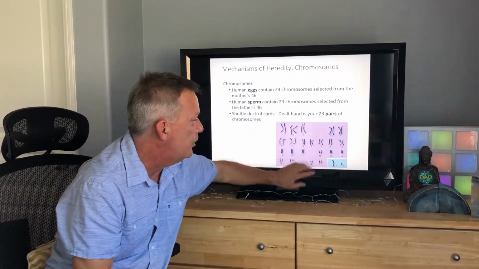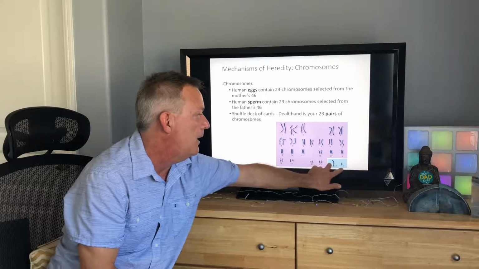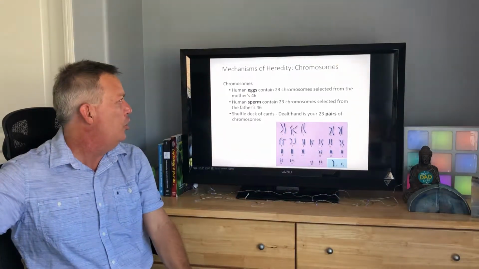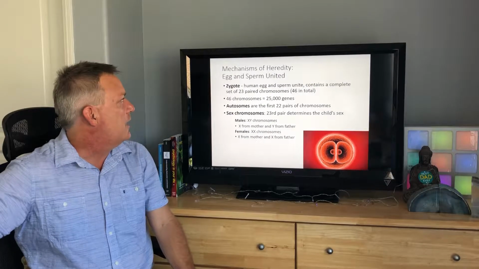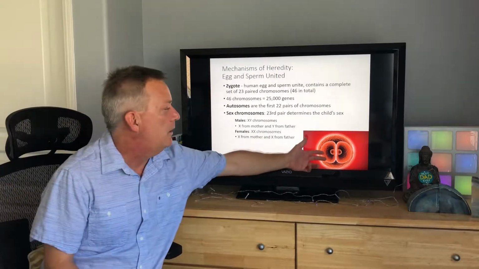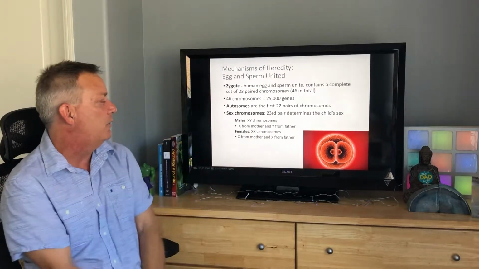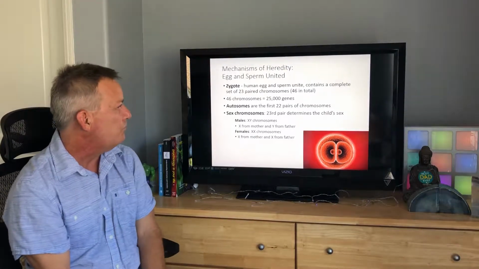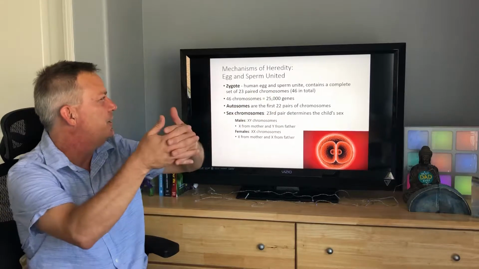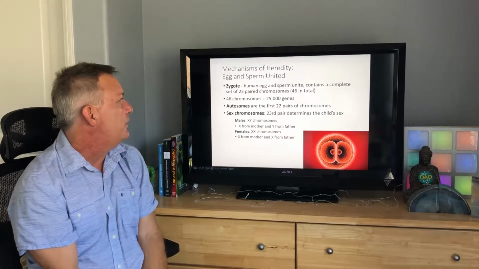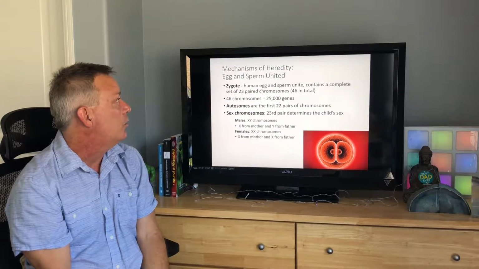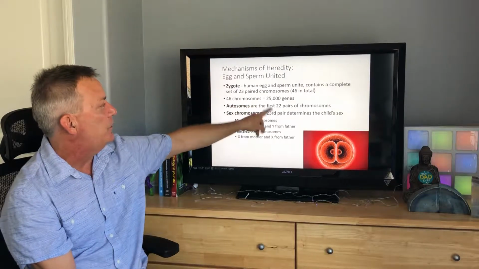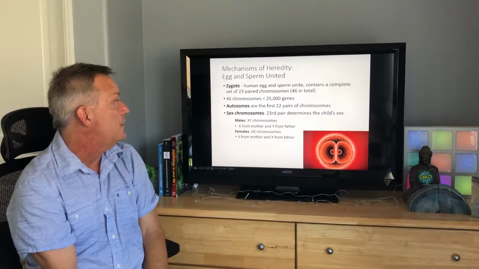Here's the example right here. You got your autosomes, 1 through 22, and then your sex chromosome, and this is XY, which means it's a boy! The zygote, that's what you were, and it looks like your cells are already splitting right there and developing into that awesome student that you are today. Human egg and sperm unite, and it contains a complete set of 23 paired chromosomes, 46 in total. 46 chromosomes equals about 25,000 genes.